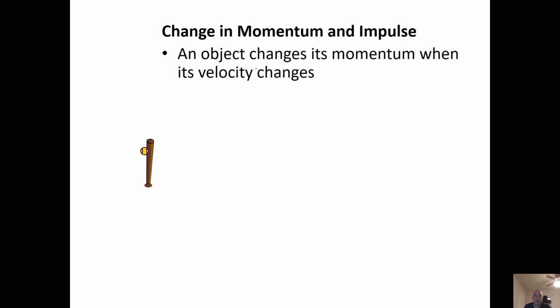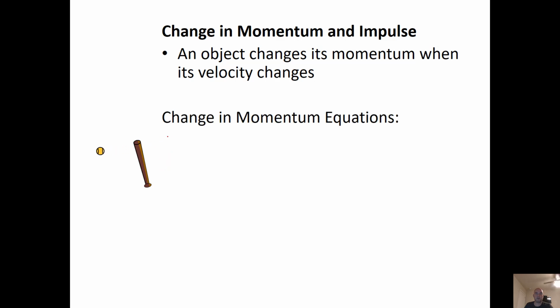Change of momentum and impulse. So an object changes momentum when velocity is changed. Take a look at the ball coming in. It changes momentum because it's going backwards after the ball's hit. And the momentum equation you can use is the change in momentum equals mass times change in velocity.